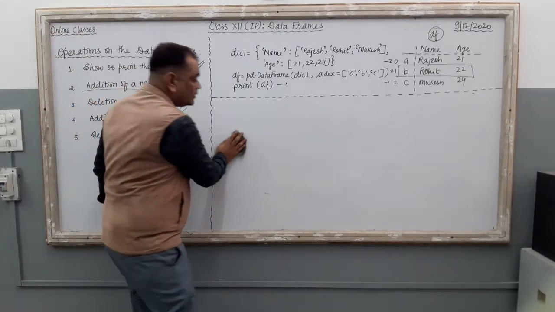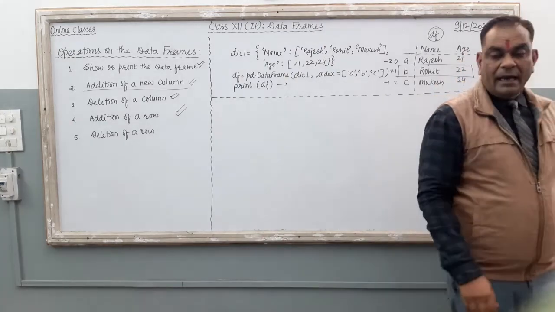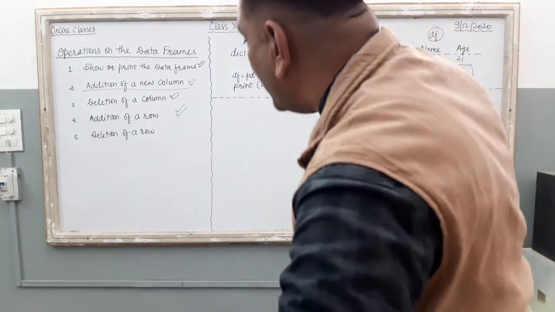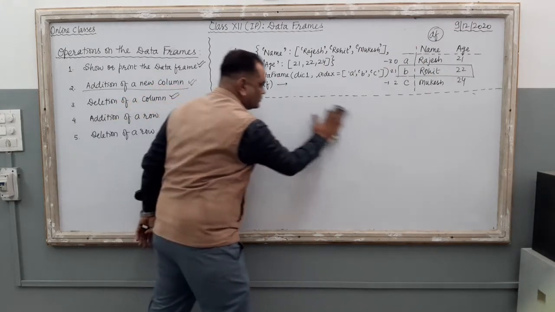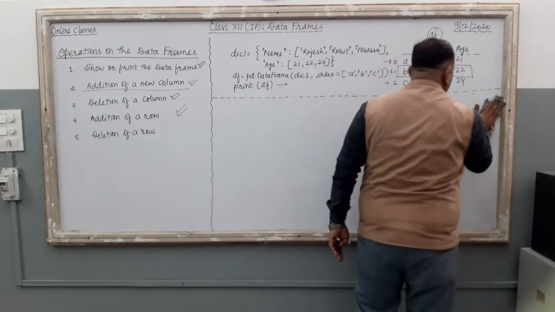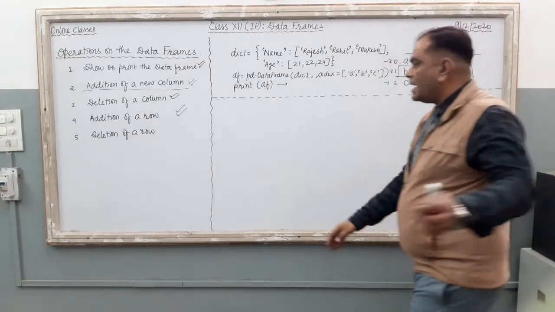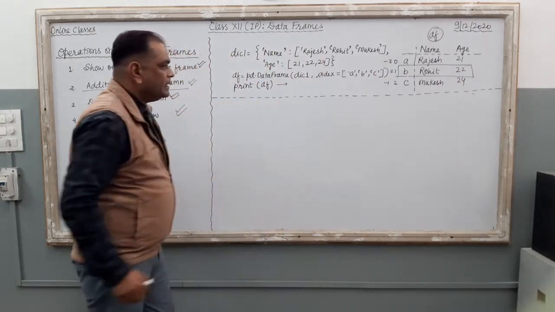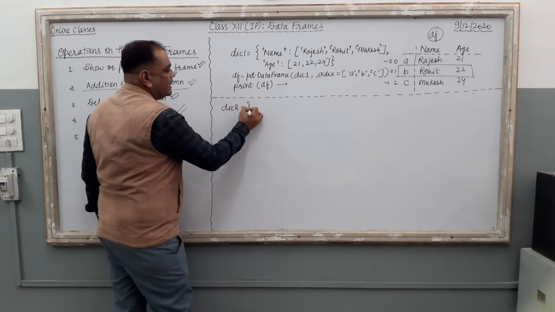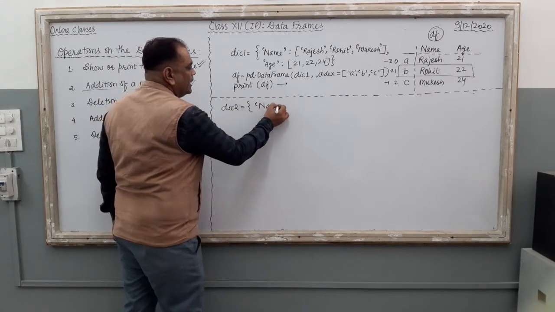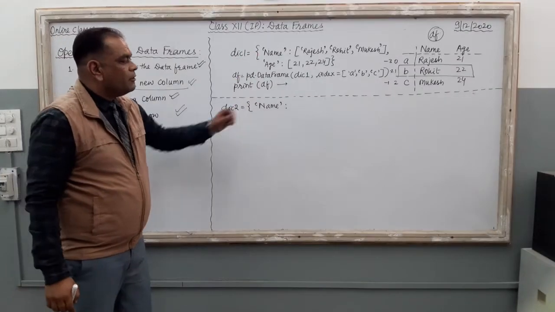Now what is the concept? Just see the concept here: how to create a new data frame with the next values. This data frame is already created, and the name of the data frame is df. Now my concept is I want to create a dictionary very first, and here I have to supply the same column names. The same ones as in the dictionary above, I am using the same.